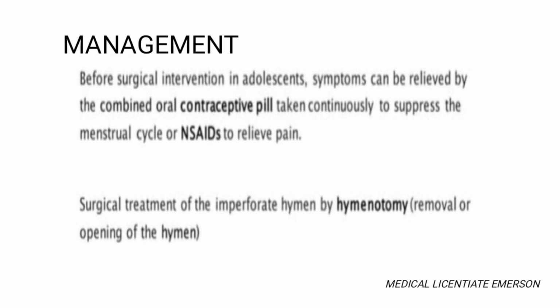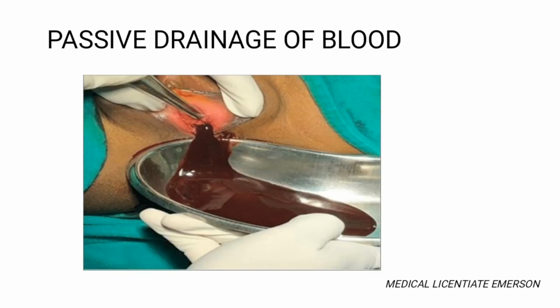In terms of management, before surgical intervention in adolescents, symptoms can be relieved by the use of combined oral contraceptive pills taken continuously to suppress the menstrual cycle, or NSAIDs to relieve the pain. Then surgical treatment of the imperforate hymen by hymenotomy, which is removal or opening of the hymen. Okay, so this is after they do hymenotomy, then they do passive drainage of blood. So that's menstrual blood going in the kidney dish.